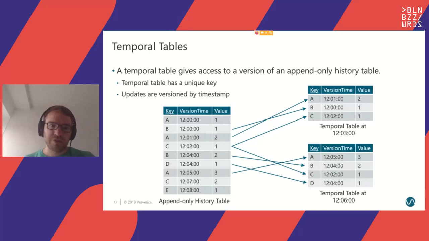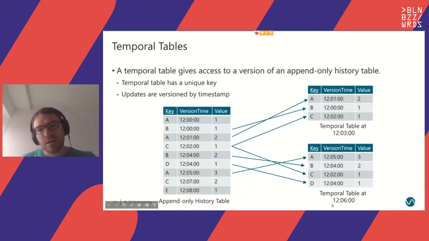it also needs to have a unique key field. If we have this history table here, and we want to get the most recent version at 12.03, then the values that would correspond to the most recent version here are these. So we would get the B value, it's from 12 o'clock. The A value is from 12.01. And the C value would be from 12.03.